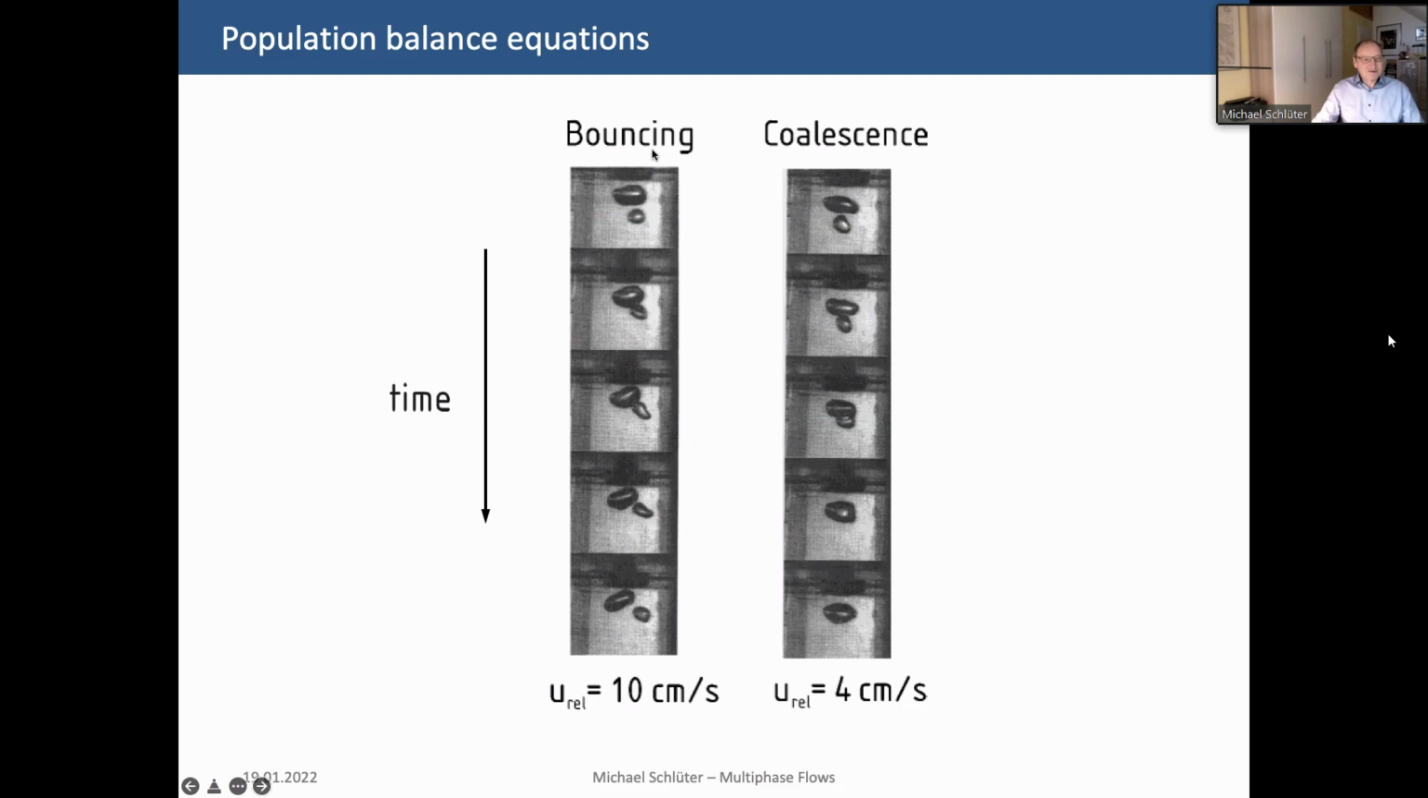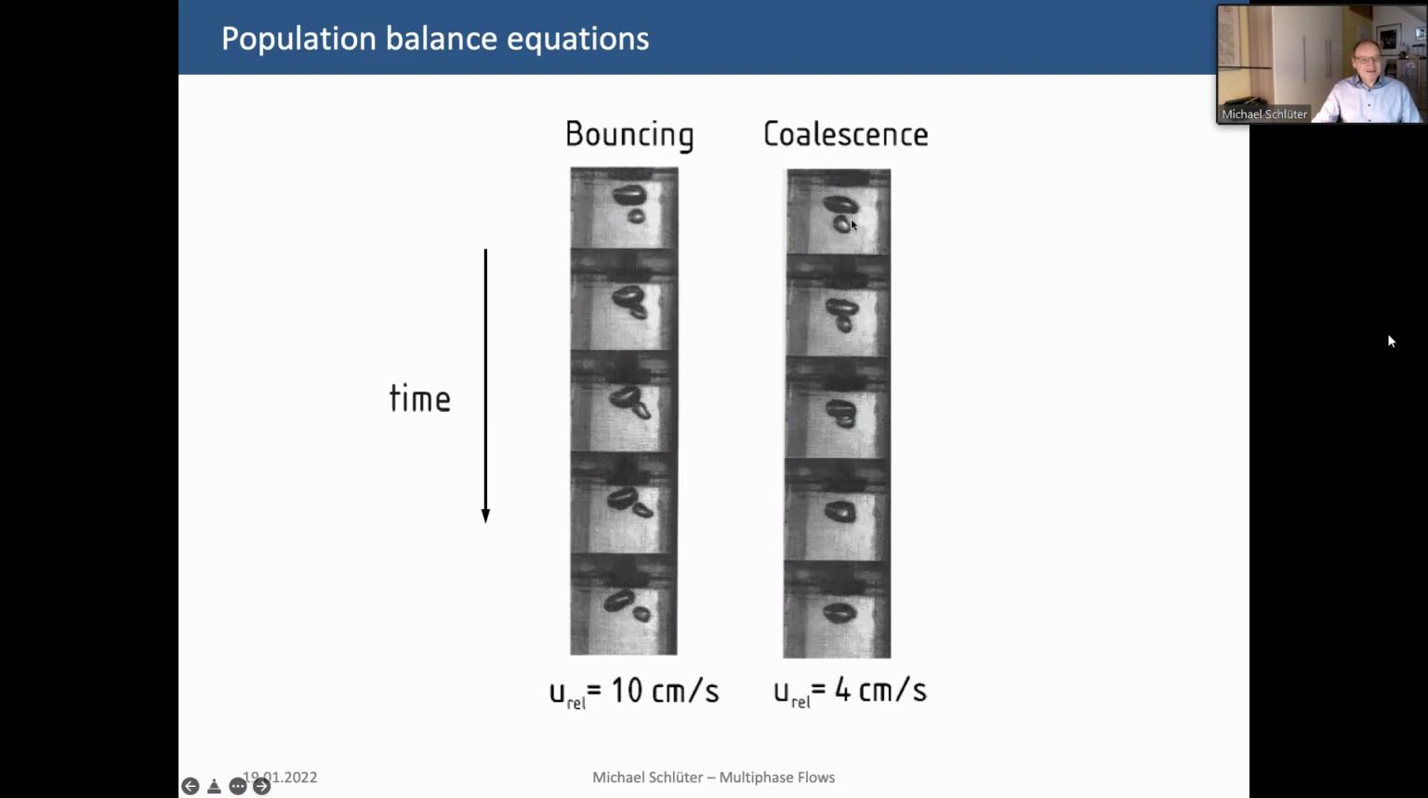So this is called bouncing. The bubbles get together, but they don't coalesce. They bounce, and we still have 2 bubbles here. And sorry, the time is running from above to below here. So here it starts, and the bubbles are hitting each other, but they don't coalesce.